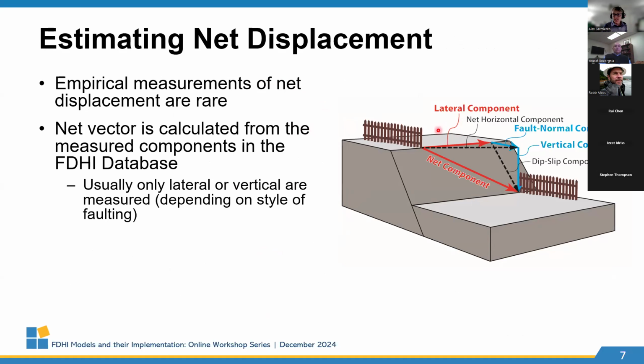And then usually it is the lateral or vertical component that's measured. Very commonly just one component, but also there are many cases where we have both the lateral and the vertical component reported.